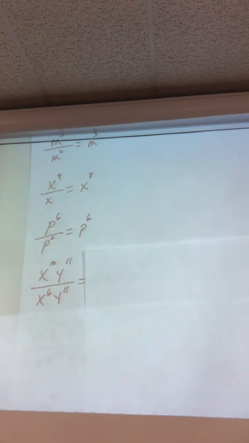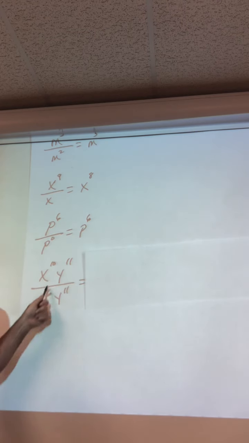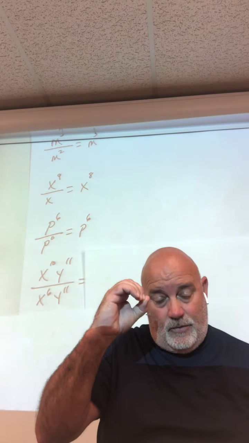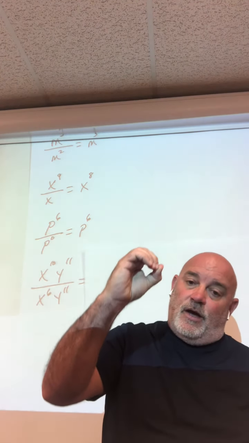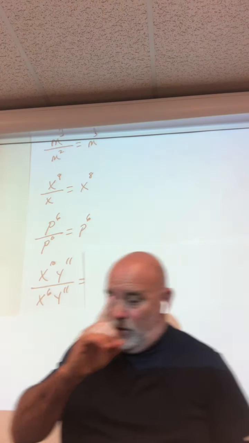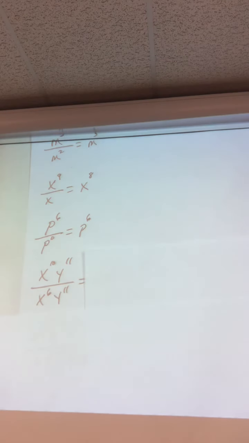Okay, right here. x to the 10th, y to the 11th over x to the 6th, y to the 11th. This cancels with this and leaves x to what? The 4th. y to the 11th cancels with y to the 11th and leaves y to the 0. But y to the 0 is the number 1. So it's not y, it's 1. So the answer here is just x to the 4th.